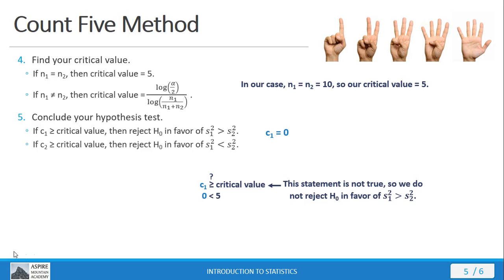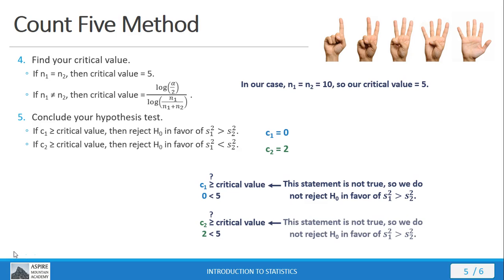We could flip that around and say, if the second test statistic is greater than the critical value, then we reject it in favor of the other way. Well, we can test that as well. C2 is equal to 2, as we saw. Is that greater than the critical value? Well, no, 2 is not greater than 5. Therefore, we're not going to reject the null hypothesis in favor of the first sample variance being less than the second sample variance.